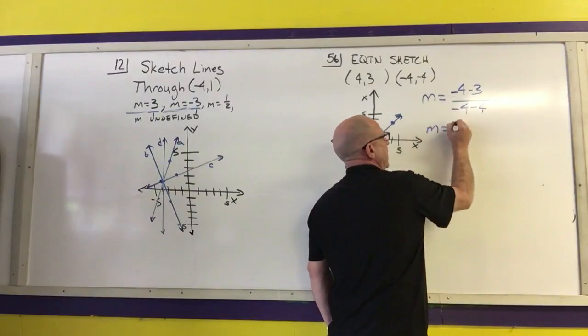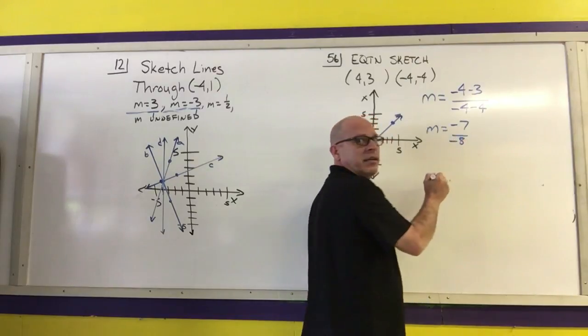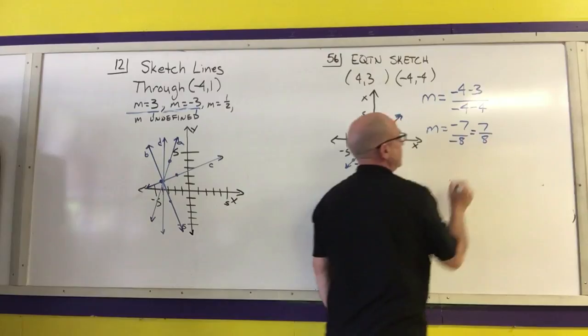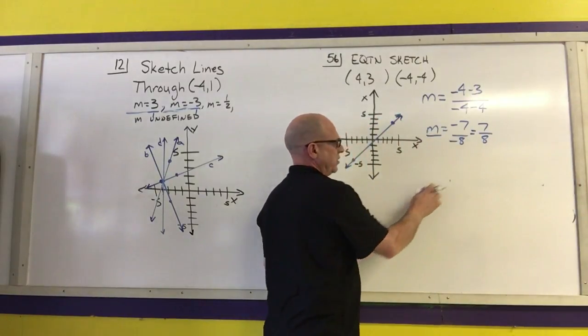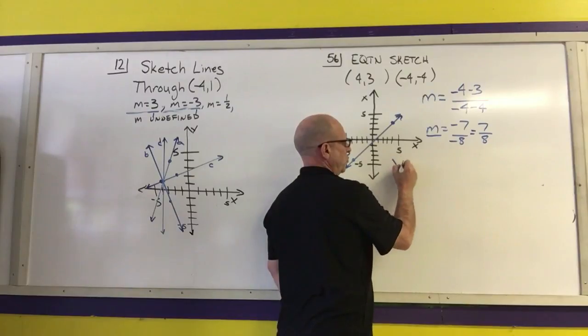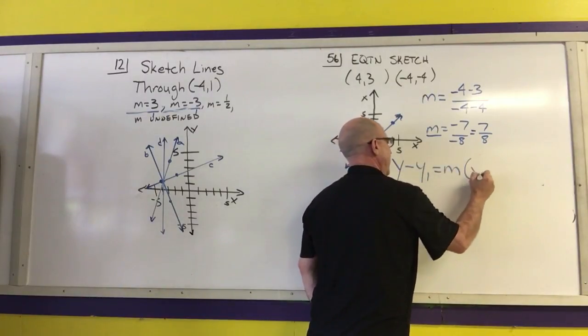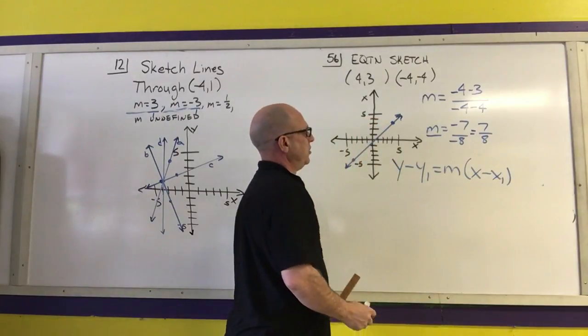-4 minus 3 is -7. -4 minus 4 is -8. -7 over -8 is 7/8. And now I'm going to use this in my memorized point slope formula, which is y minus y1 equals the slope times x minus x1. And this is just a substitution problem.